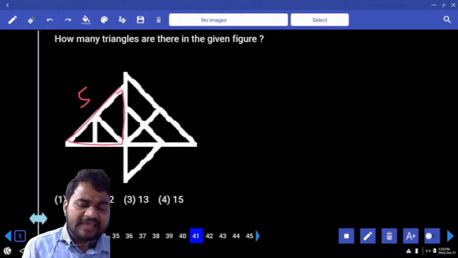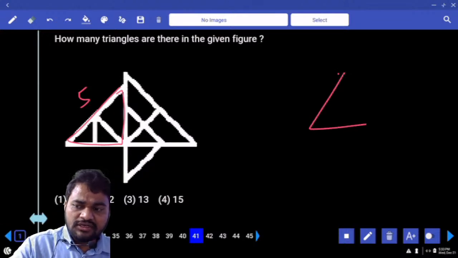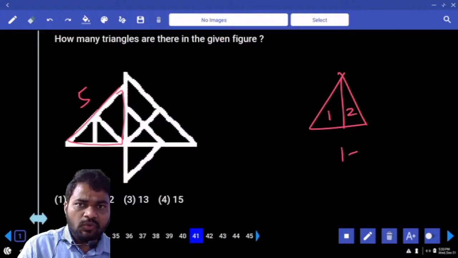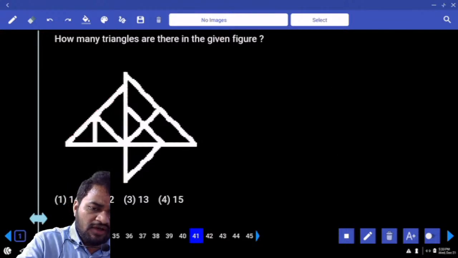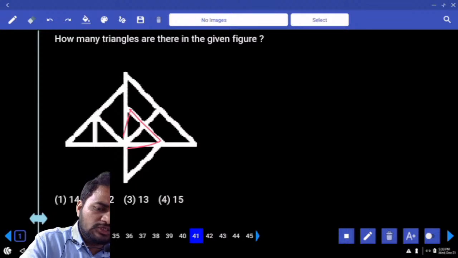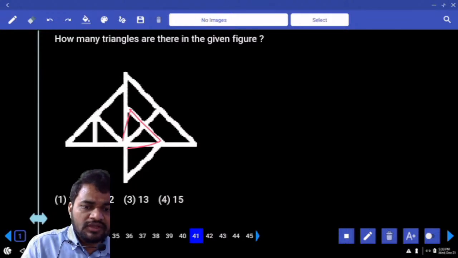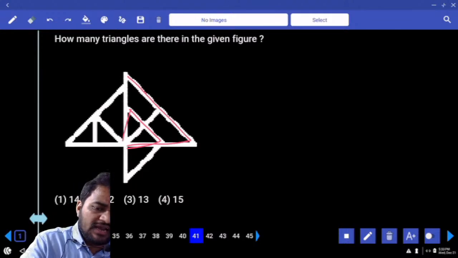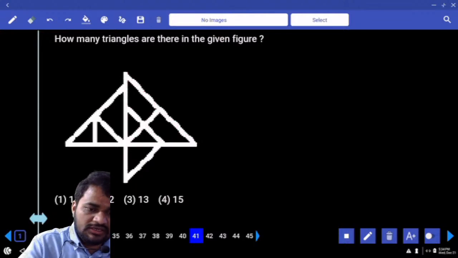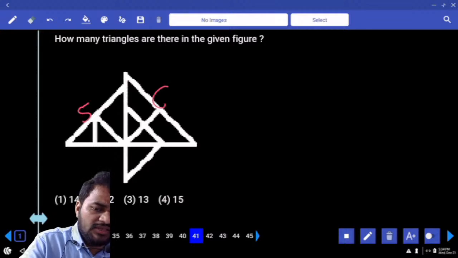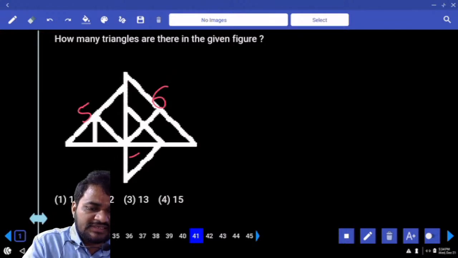Next, on the right side, we know that if this is the format, in total we have 1, 2. So 1 plus 2, we have 3 triangles. Similar to this, if you observe, these are also 3 triangles. Same type, these are also 3 more triangles. 3 plus 3, 6. Here we have 5 triangles and these are 6 triangles. This is the 7th triangle so far.